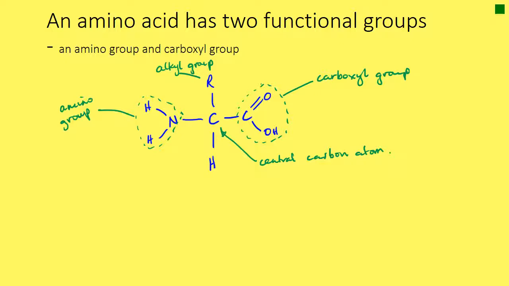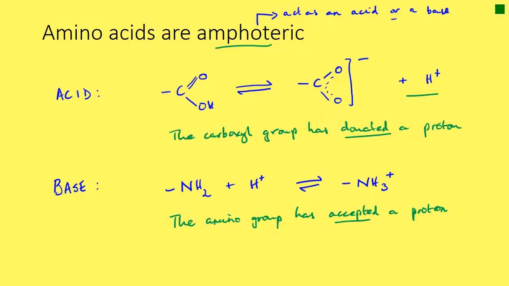So that's the first important thing about amino acids. And the next thing that we're going to look at is a function of the fact that an amino acid has these two functional groups. And that is that an amino acid is amphoteric. Amphoteric means that it can act as an acid or a base. And here's how.